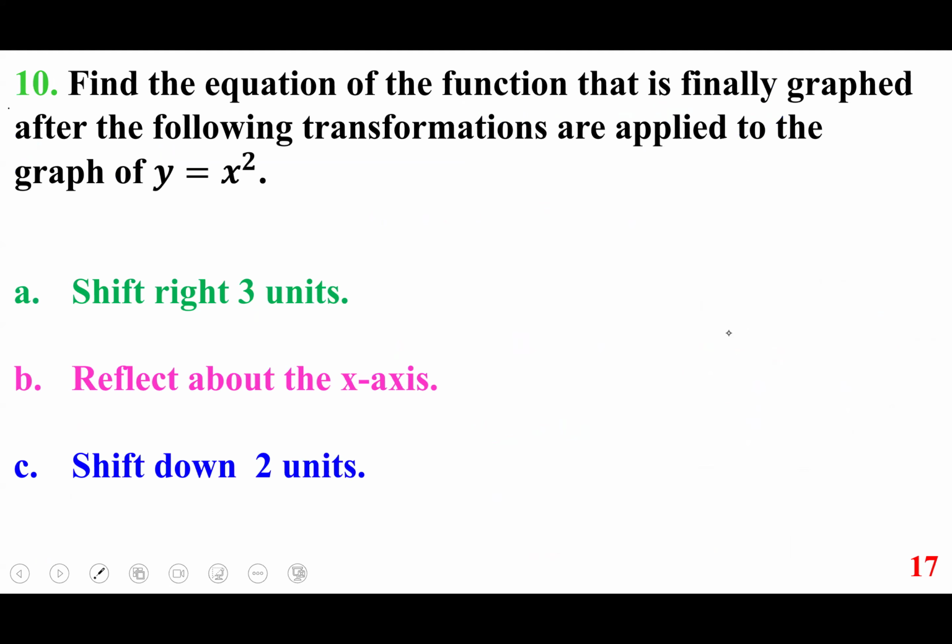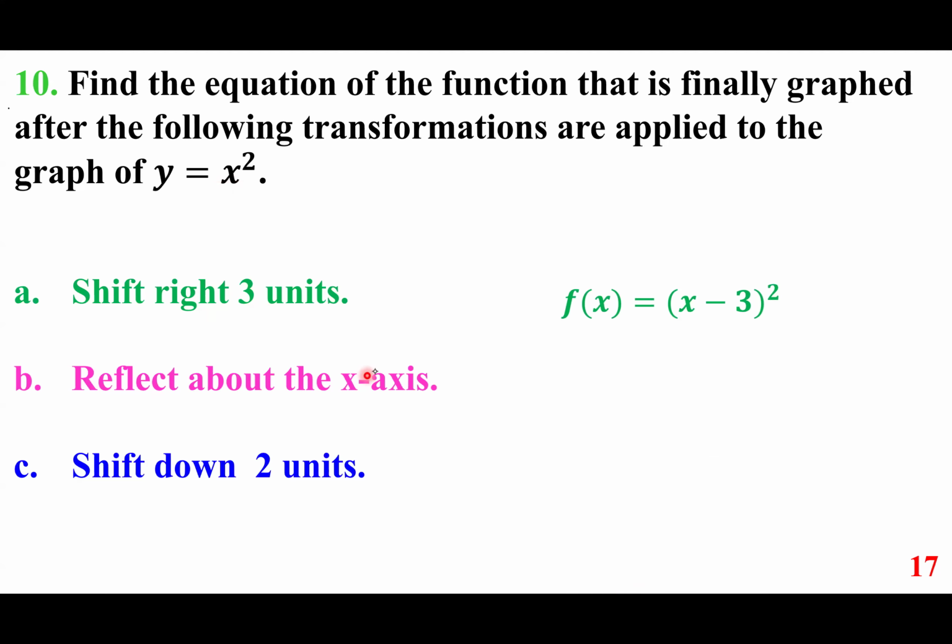Find the equation of a function that is finally graphed after the following transformations are applied to y equals x squared. So we want to shift it right. By how many units? 3 units. So x minus 3 quantity squared.